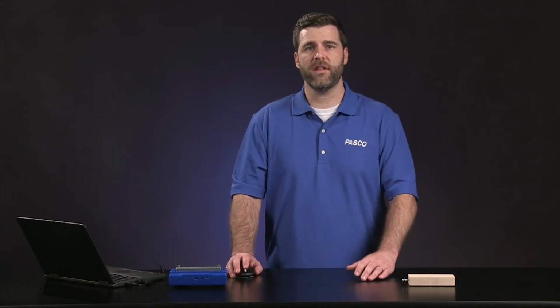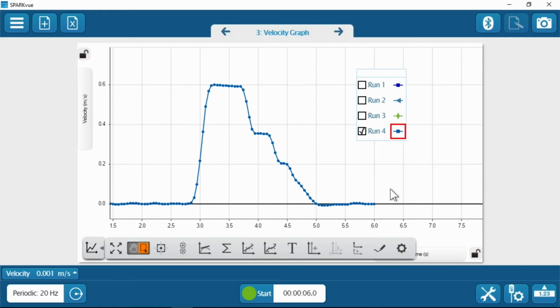Students also identify the area in the graph where work was being done on the cart to accelerate it. And also the area in the graph where work was being done by the system on its environment.